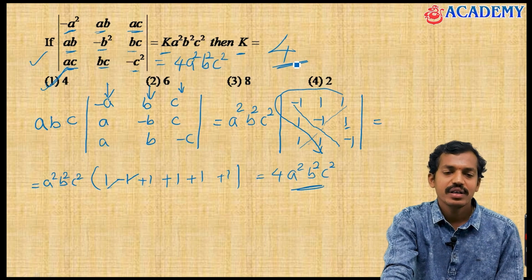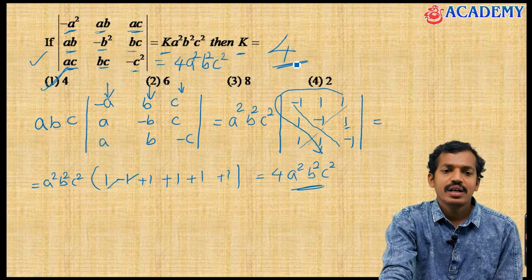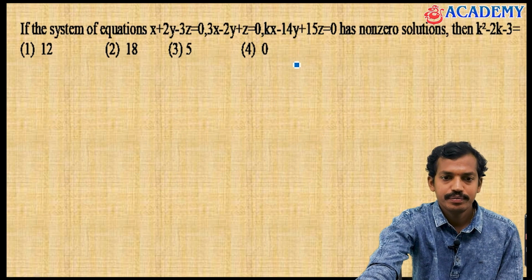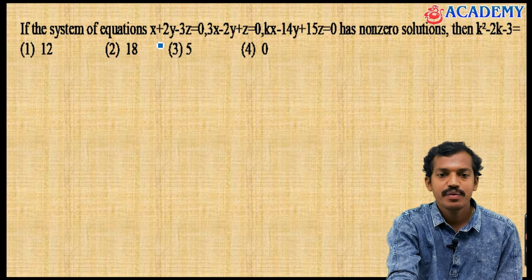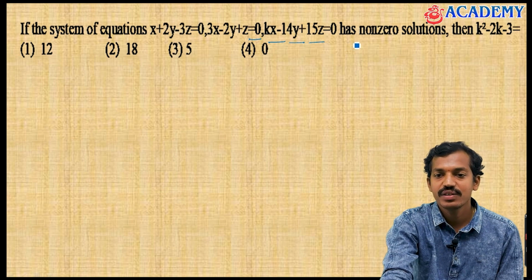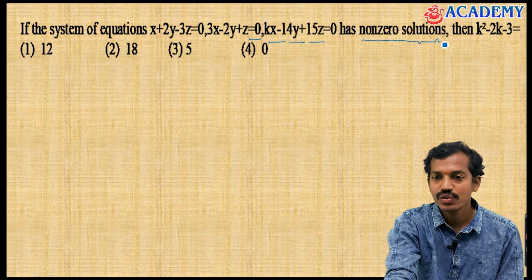Okay, understanding? Right? Let's see another problem. The system of equations x plus 2y minus 3z equals 0, 3x minus 2y plus z equals 0, and kx minus 14y plus 15z equals 0 has non-zero solutions.